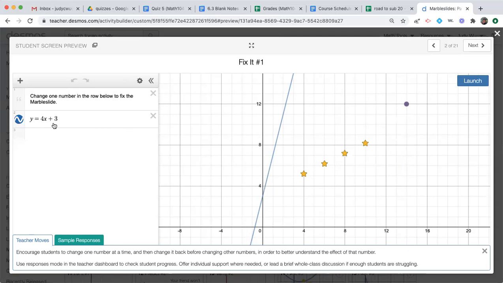So y equals 4x plus 3. That's the graph of 4x plus 3. It's that line right there. Now, what might we want to change about that line so that we provide almost like a slide for the marbles to collect all the stars? All right, so change the coefficient of x, right? So we change that slope. What can we change it to?